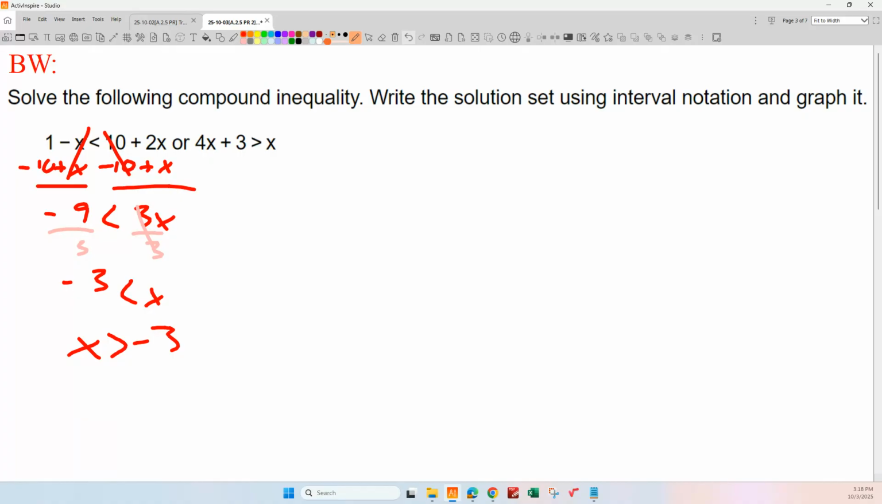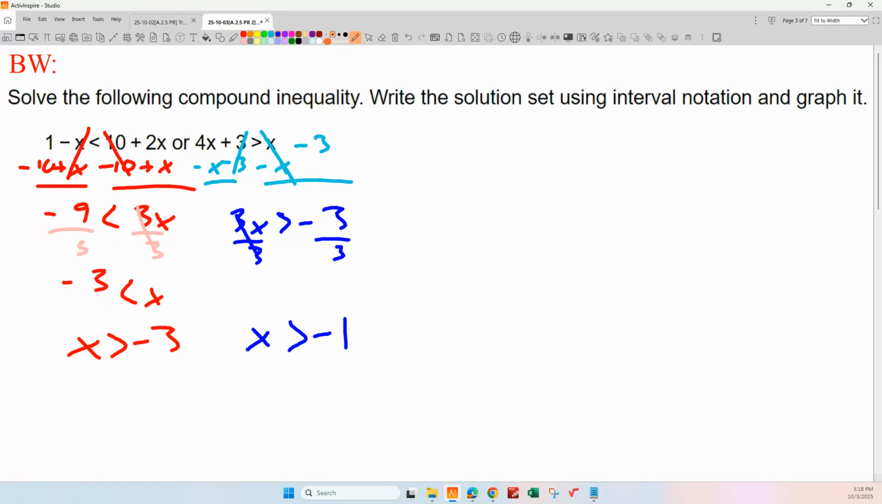Well, on this one, wouldn't we just subtract 3 from both sides and subtract x from both sides? Right? So the x's cancel on the right and the 3's cancel on the left. And I get 3x is greater than -3. Everybody agree? Okay, divide by 3. And I get x is greater than -1.